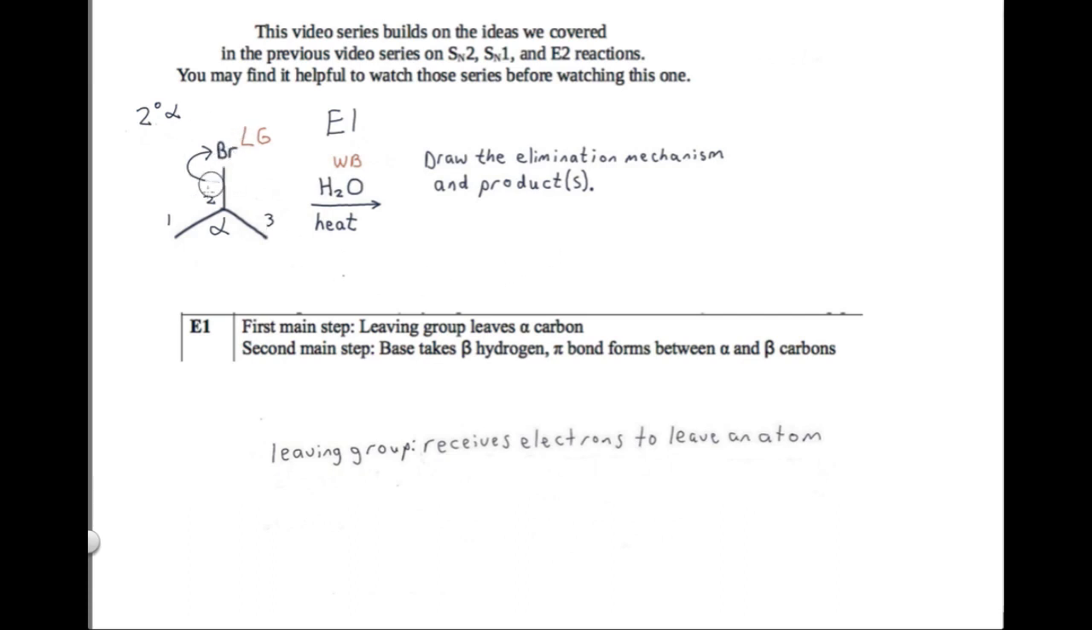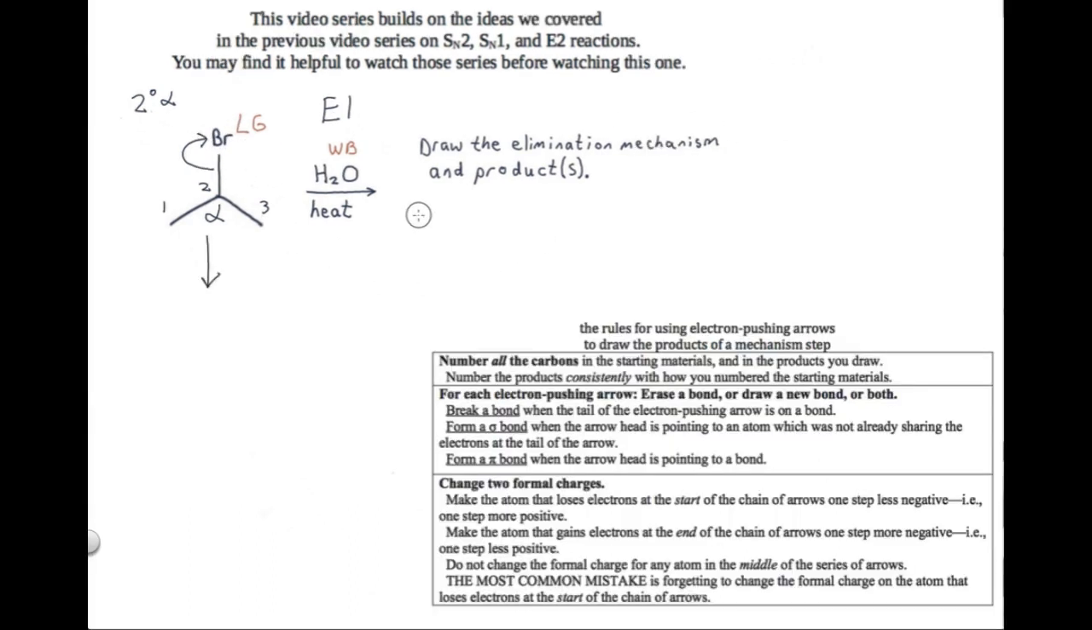Now we draw the product of this step. Any electron pushing arrow tells you to erase a bond, or to draw a bond, or both. And I think it should be intuitive that this electron pushing arrow tells us to erase the bond between carbon 2 and the bromine. I've erased the bond between carbon 2 and the bromine. So we applied this rule. We're breaking this bond because the tail of the arrow is on the bond between carbon 2 and the bromine.